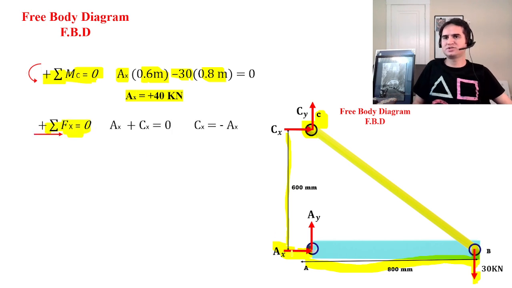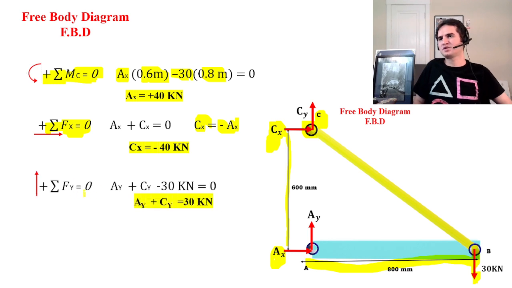the summation of forces in the x direction says Ax should cancel out with Cx. So Cx is negative Ax, the same numeric value in the opposite direction. The summation of forces in the y direction goes to 0. It gives us that Ay and Cy, the two components of vertical forces, should cancel out the downward force at pin B. So Ay plus Cy is equal to 30 kilonewtons.